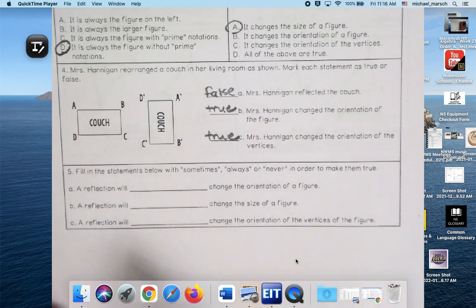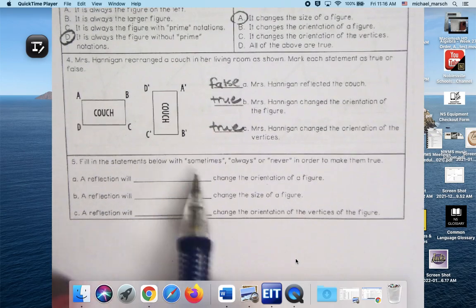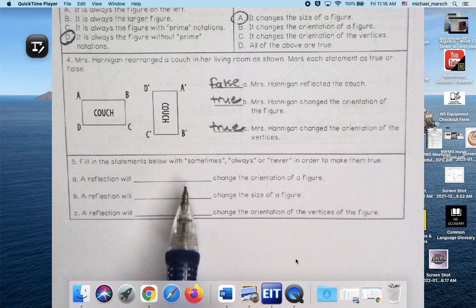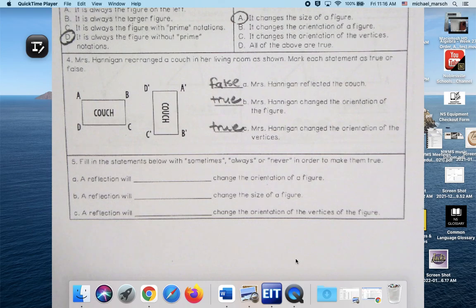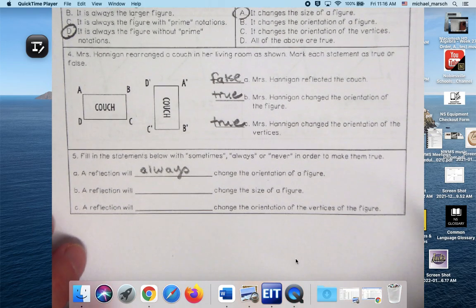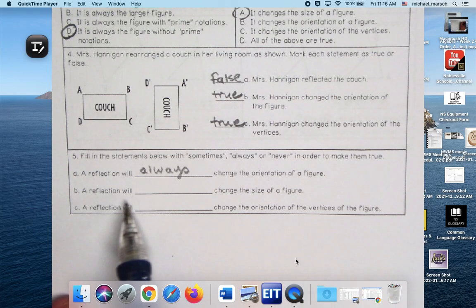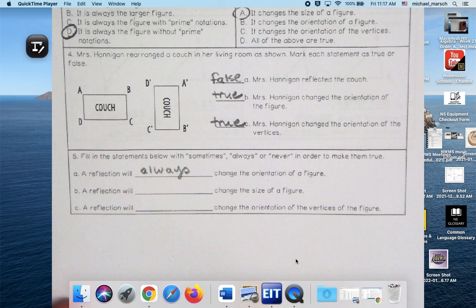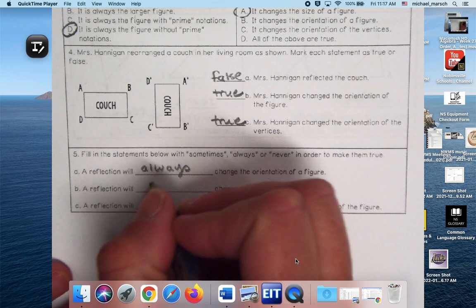All right. Fill in the statements below with sometimes, always, or never. A reflection will sometimes, always, or never change the orientation. It's always, right? Because the orientation is now flipped entirely. So the A, B, C, D, or what have you on the figure is definitely not in the same location. A reflection will always, sometimes, or never change the size of the figure. Never.